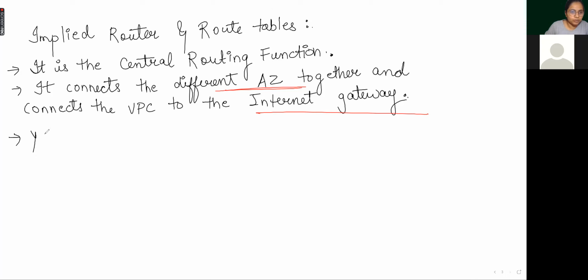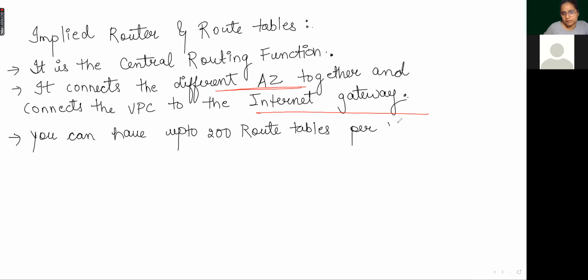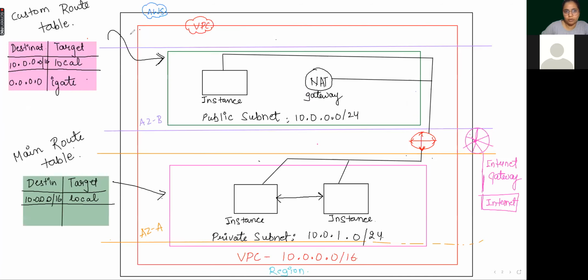Next, you can have up to 200 route tables per VPC. Means inside a single VPC, this is the VPC, the red box. Inside this VPC, you can have 200 routing tables. Here we only have two because we have only two availability zones, but you can have 200 routing tables inside a single VPC.